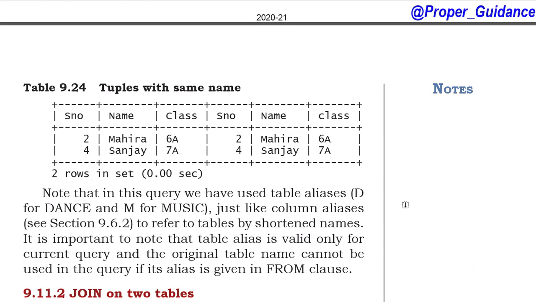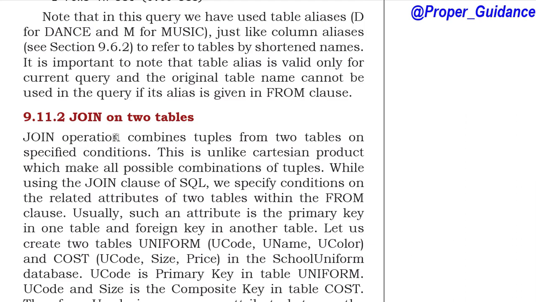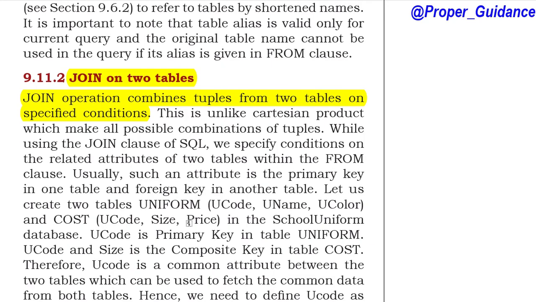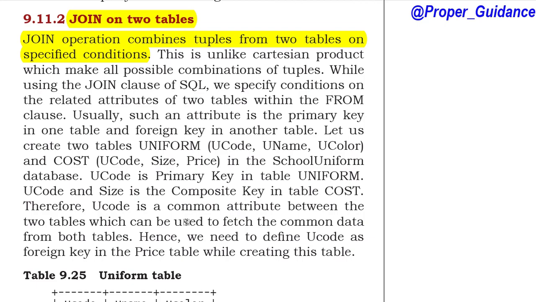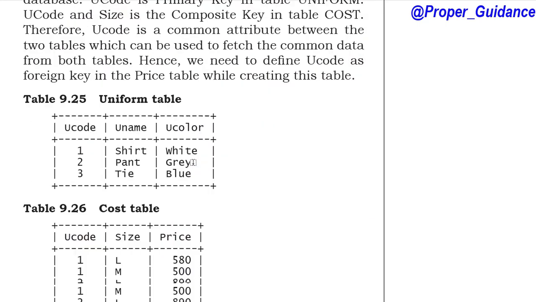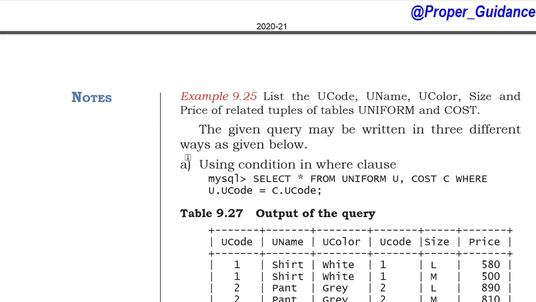If there is any problem, please ask me. I will take another class. Join on two tables, how to join. The join operation combines tuples from two tables on specified conditions. This is unlike the Cartesian product, which makes all possible combinations of tuples. While using the join clause of SQL, we specify conditions on the related attributes of two tables within the from clause. Usually, such an attribute is the primary key in one table and a foreign key in another table. Uniform table, cost table, like this.